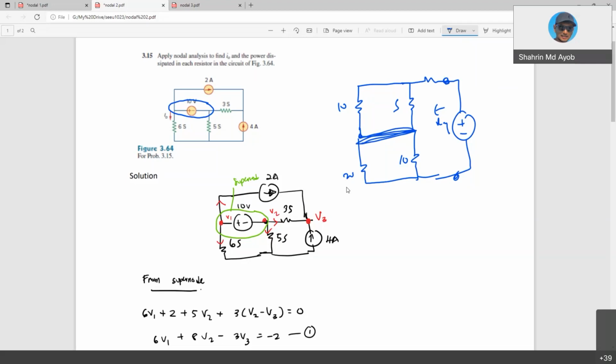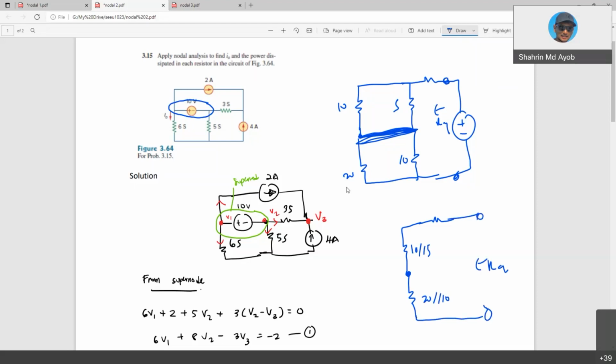Actually, you can simplify the circuit like this. You can ignore this one. This one is actually a short circuit, so it's just a node. And then 10 and 5 are parallel, and also 20 and 10 are parallel. Just like that. So this is your R equivalent.